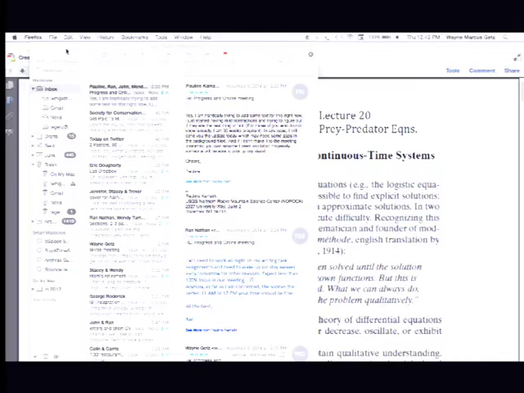Okay, so last time we met, we talked about how to analyze systems of two nonlinear differential equations. And we call the approach a phase plane analysis. I'm quickly going to review that.